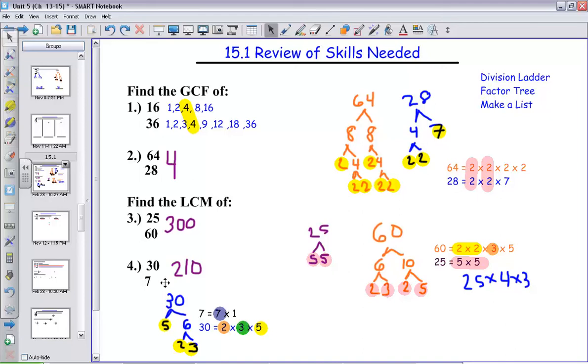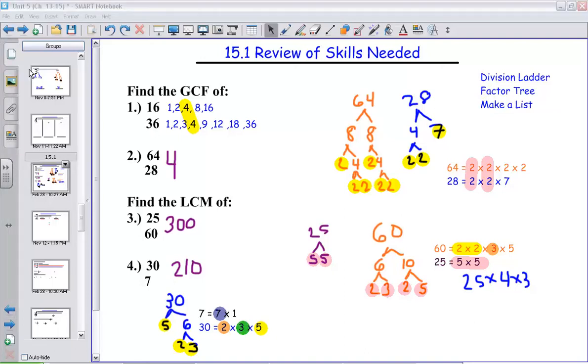Using greatest common factors and least common multiples is going to be important when we're writing equivalent fractions, and especially next lesson when we talk about writing a fraction in simplest form.